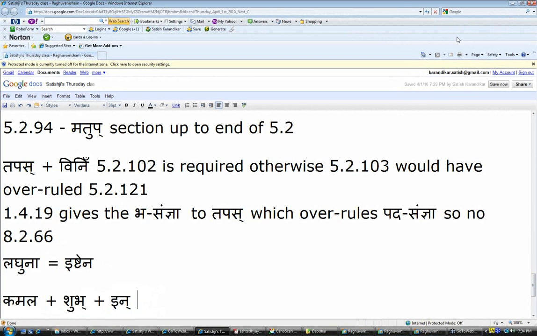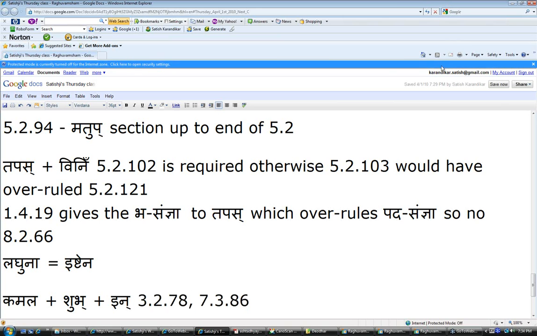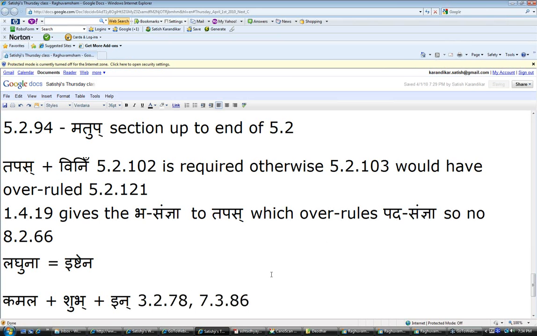Sutra we are using our 3-2-78, brings in the nini, and then you can do the 7-3-86, Puganta Laghupadasya, is the Laghupadha, which is the U, will take guna, become Kamala Shobhin, Pratipadikam, Kamala Shobhin.